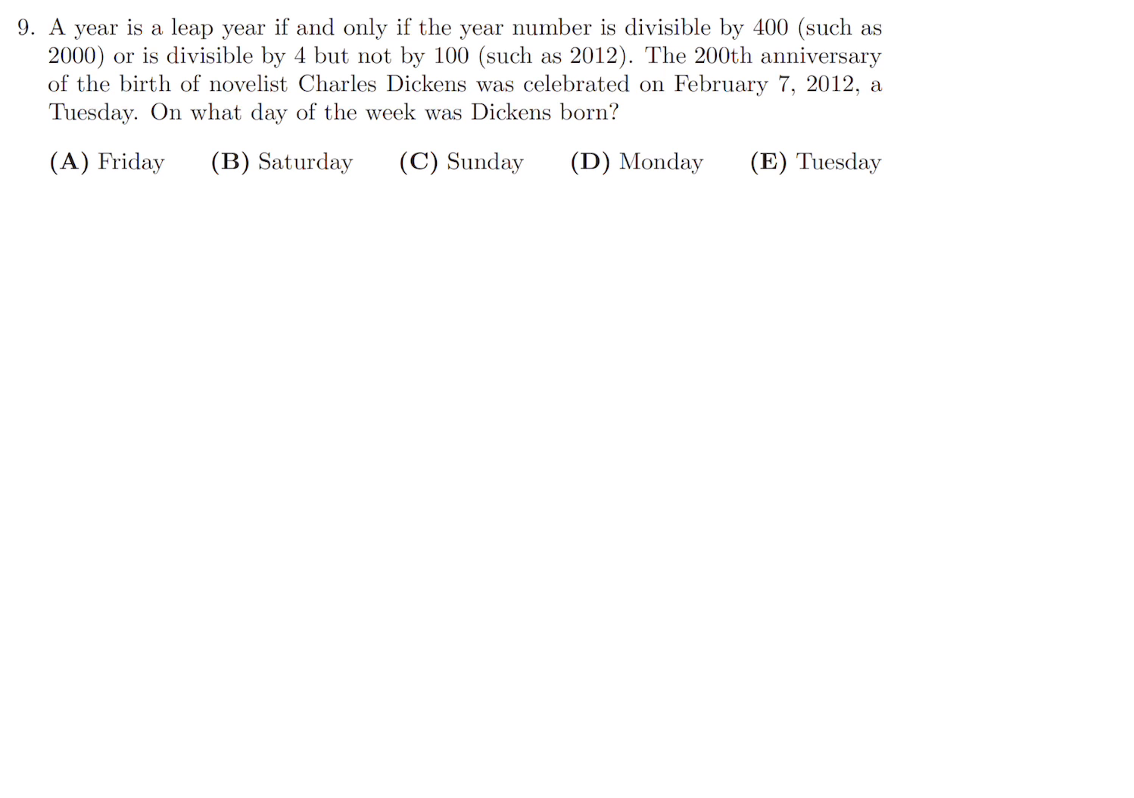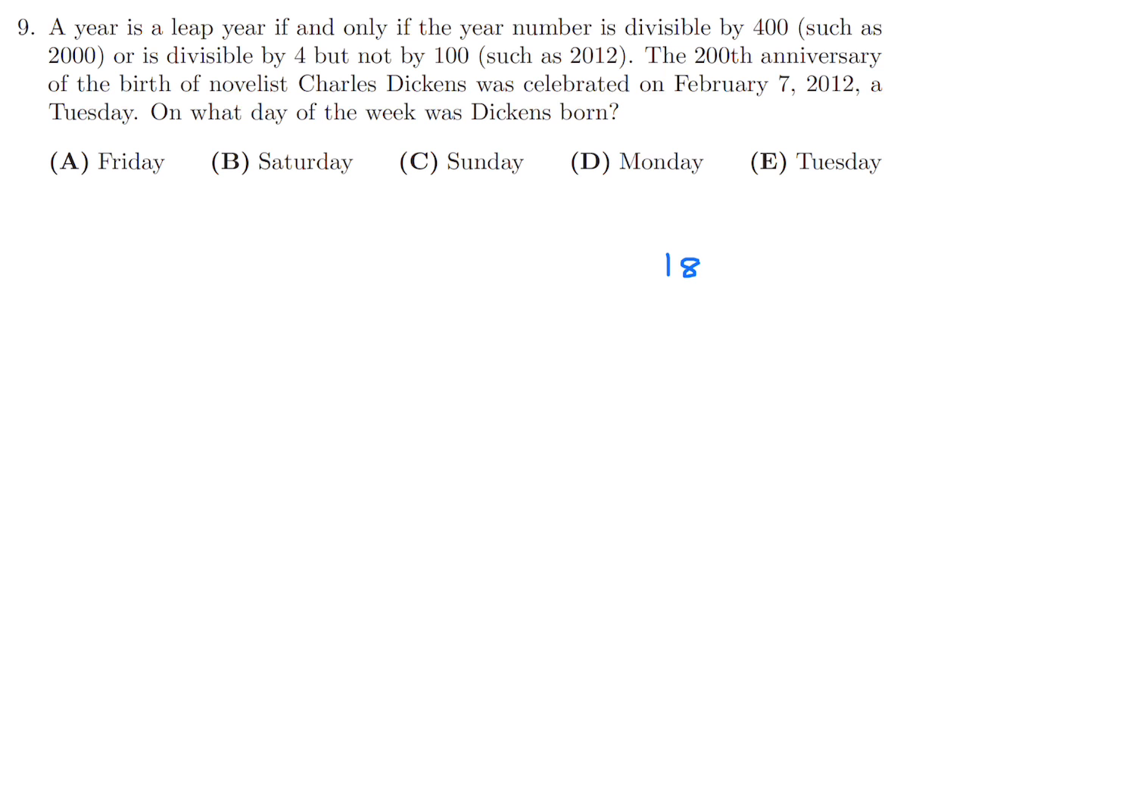A year is a leap year if and only if the year number is divisible by 400, or is divisible by 4 but not by 100, such as 2012. The 200th anniversary of the birth of novelist Charles Dickens was celebrated on February 7th, 2012, a Tuesday. On what day of the week was Dickens born?